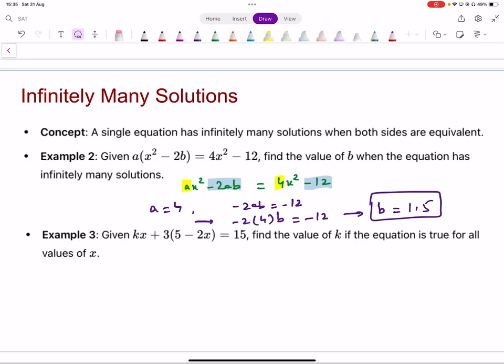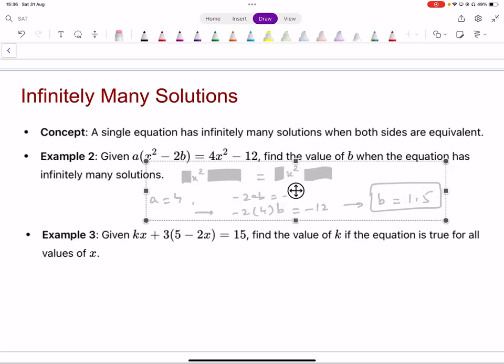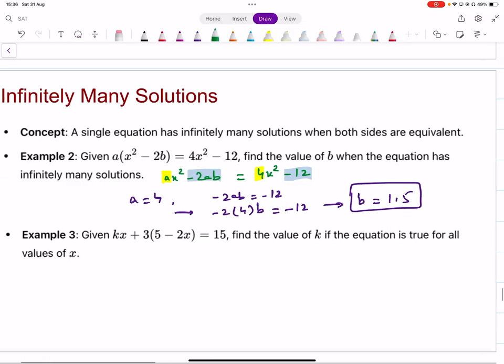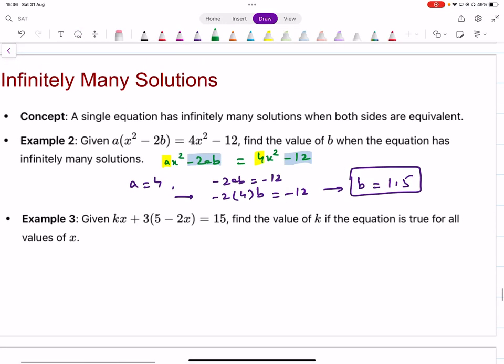Now, the same problem is sometimes worded slightly differently. So look at the next example now. It says, given that (kx + 3)(5 - 2x) = 15, find the value of k if the equation is true for all values of x. What does that mean? True for all values of x. That means no matter what value of x you input there, both sides are always identical.